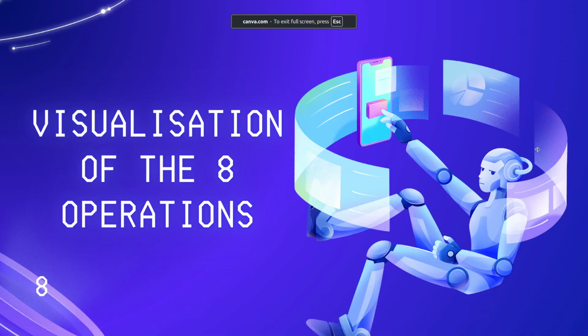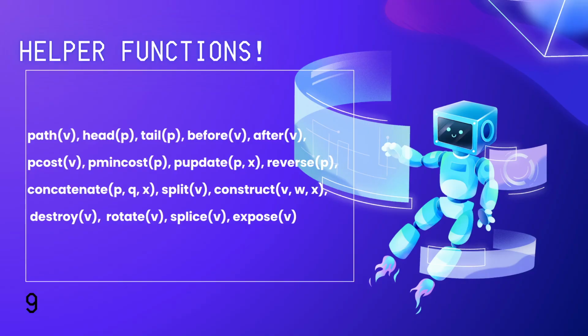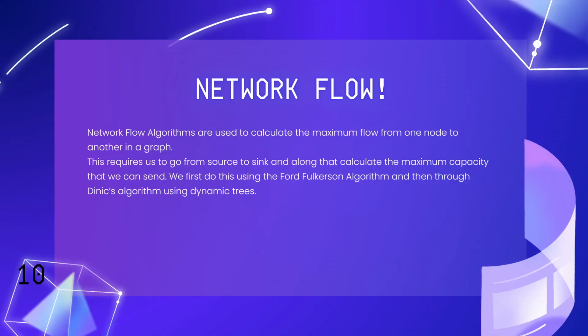Jumping back into it, to actually get all of this to work, there are a lot of underlying helper functions, which are again detailed in the report. And now let's get to an example of where you might want to use this. Now, one very powerful example is network flow, where we want to find the maximum flow that we can have from a source of a network to a sink.